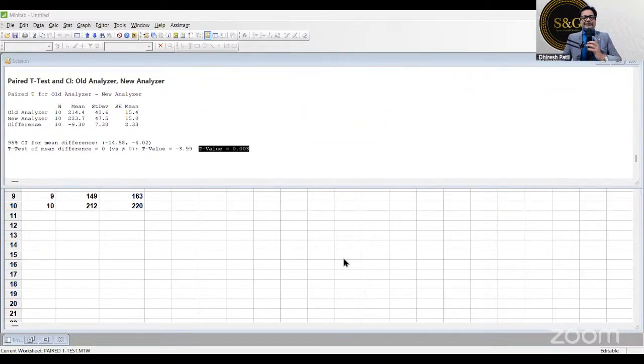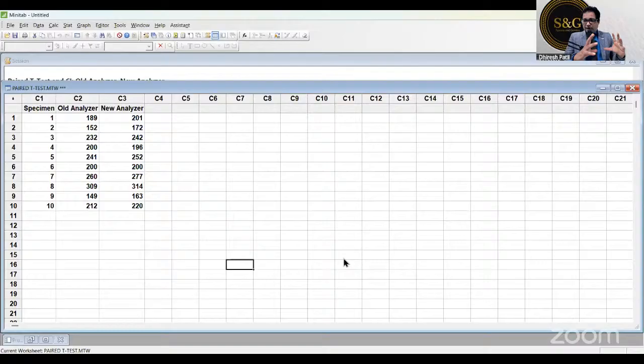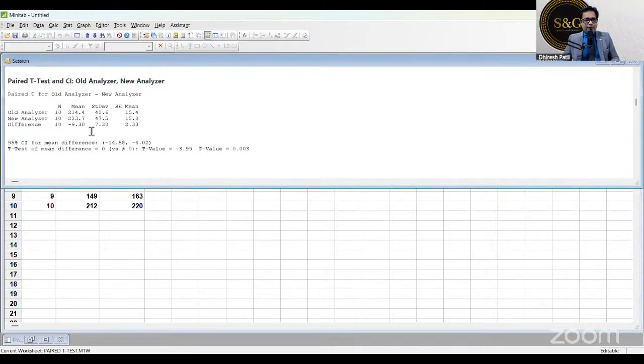So what we have seen is, if we have two samples and we want to compare them with each other, we go for two sample t-test. But if we have the same sample tested on these two, then we can go for paired t-test. Okay, it shows different readings.